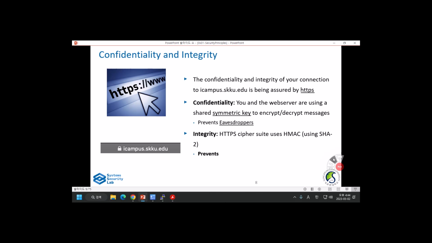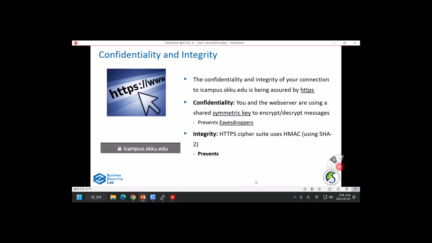Which also means that the key is per connection, right? I connect to iCampus, you connect to iCampus, but the key I use with iCampus and the key between you and iCampus are different. Right? So even though I capture your packet, I cannot read it. So that's the very definition of confidentiality. Right?